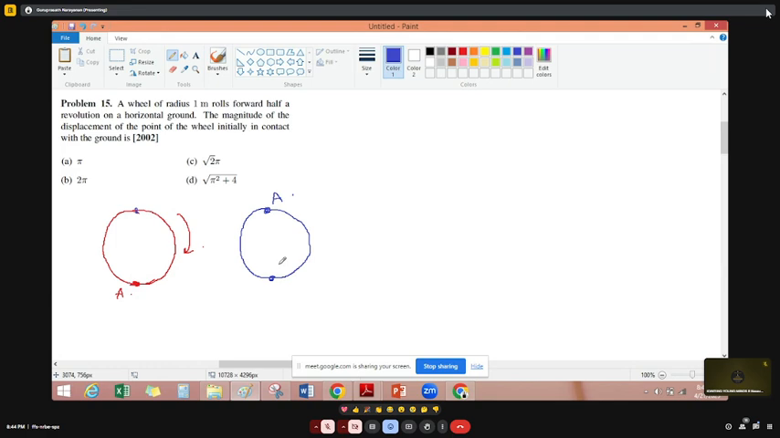Magnitude of the displacement of the point of the wheel initially in contact with the ground. So they're asking to find the displacement. I know that this is r plus r, 2r, which means this distance will become 2 meters.